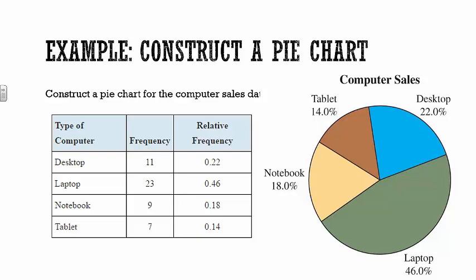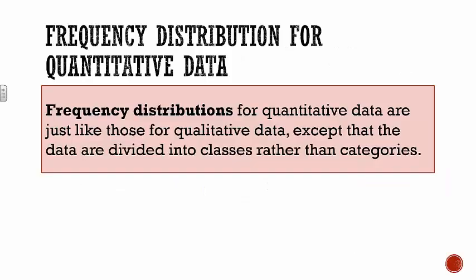Bar graphs are a lot easier to make by hand versus a pie chart. We usually use technology. Now we can also have frequency distributions and relative frequency distributions for quantitative data. All this stuff that we were just looking at was for qualitative. We could also do the same thing for quantitative data.